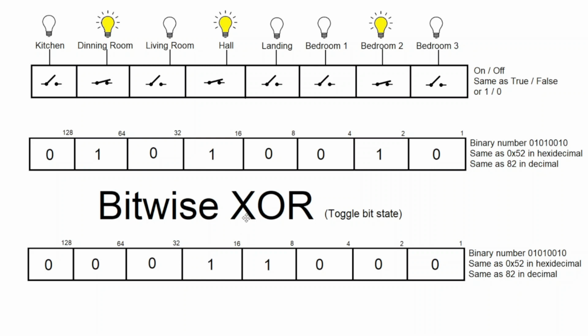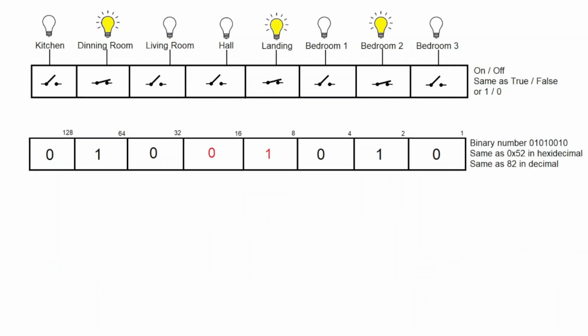A 1 and a 1 into an exclusive OR will output 0 because it's exclusive. It has to be either one or the other input that is true but not both. So a 1, 1 here will result in this turning to a 0, the output of the exclusive OR on a bitwise operation. And finally 0, 0 ends up with 0, 1, 1, 1, 0 ends up with a 1, and 0, 0 ends up with a 0. So the result of performing our bitwise exclusive OR is that these 2 bits have changed state, and essentially we've switched off the hall light and switched on the landing light in that one operation. So that's the exclusive OR.